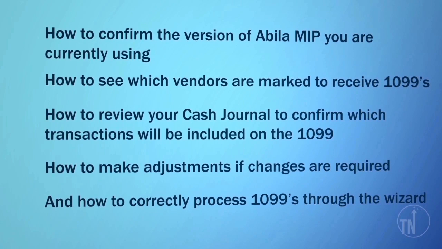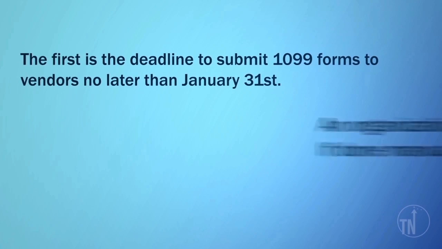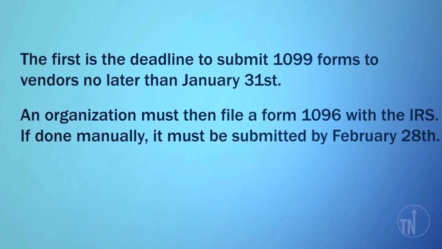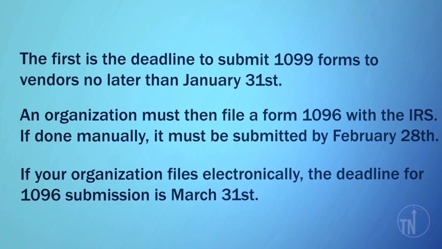Before you start, there are important 1099 deadlines that you should be aware of. The first is the deadline to submit 1099 forms to vendors no later than January 31st. An organization must then file a Form 1096 with the IRS. If done manually, it must be submitted by February 28th. If your organization files electronically, the deadline for 1096 submission is March 31st.